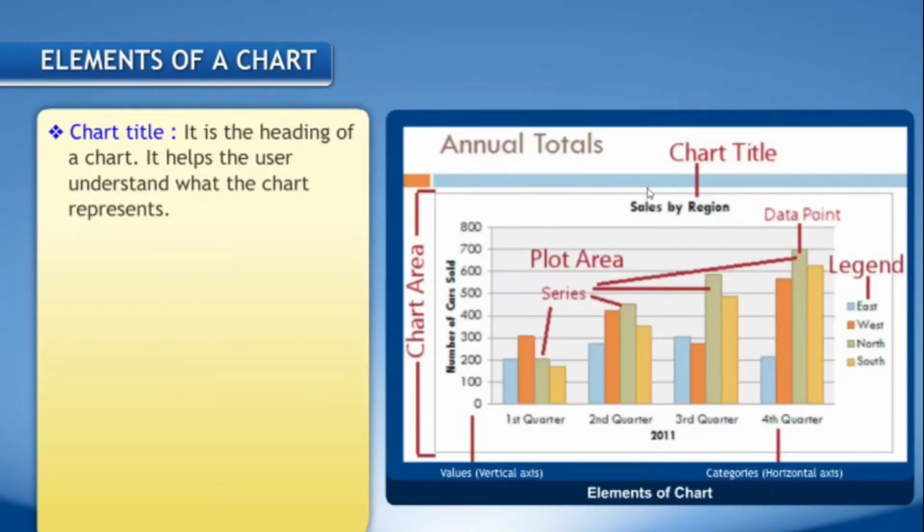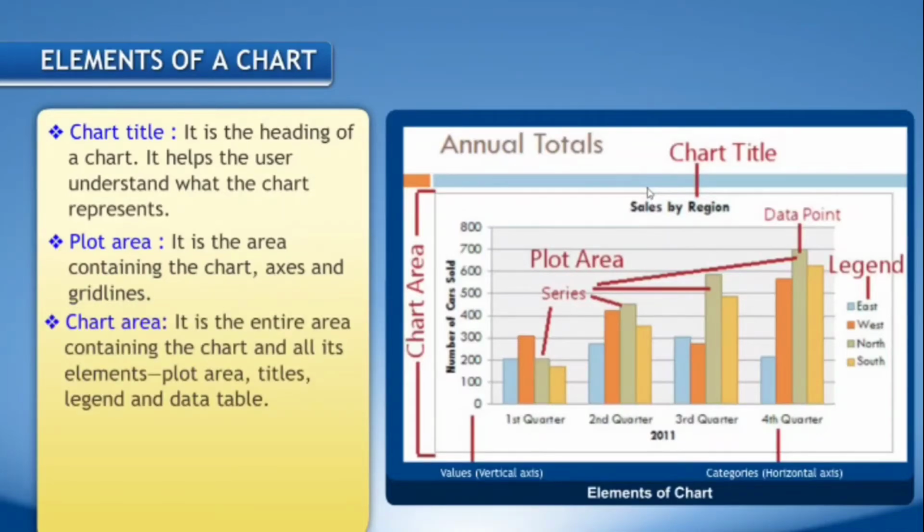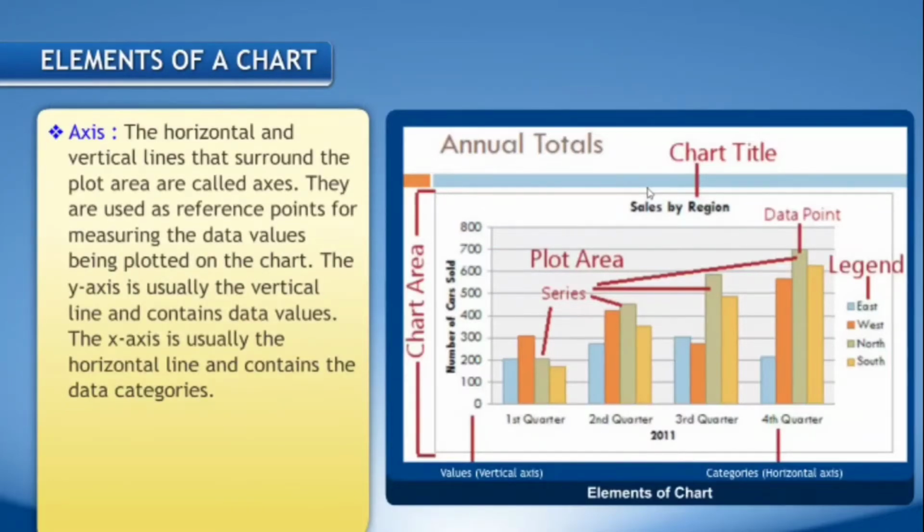Chart title. It is the heading of a chart. It helps the user understand what the chart represents. Plot area. It is the area containing the chart axis and grid lines. Chart area. It is the entire area containing the chart and all its elements: plot area, titles, legend and the data table.